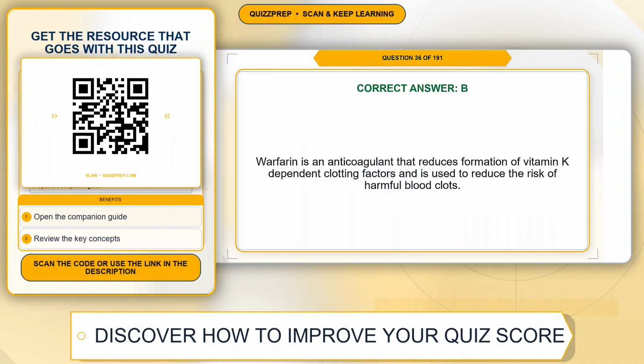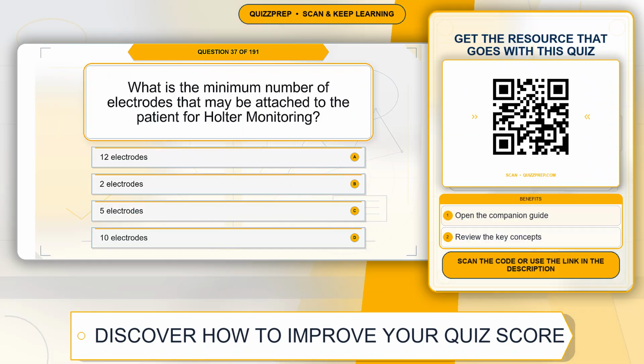Explanation. Warfarin is an anticoagulant that reduces formation of vitamin K-dependent clotting factors and is used to reduce the risk of harmful blood clots.